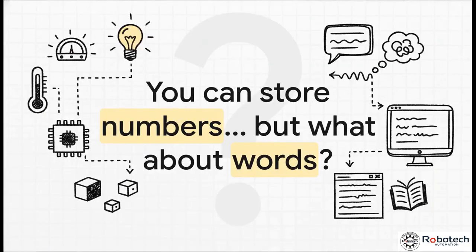Okay, so you've gotten pretty good at storing sensor data, blinking LEDs, all that stuff that uses numbers. But what about words? What if you want your project to show a message on a screen, like "system OK" or "temperature is too high"? You're going to need a way to work with letters and sentences. So how do we actually do that?